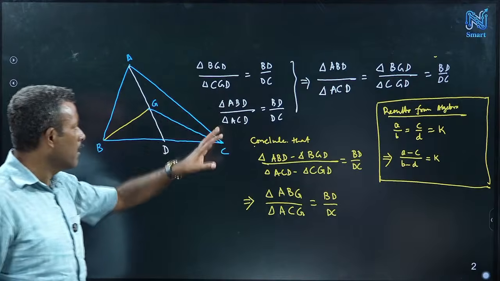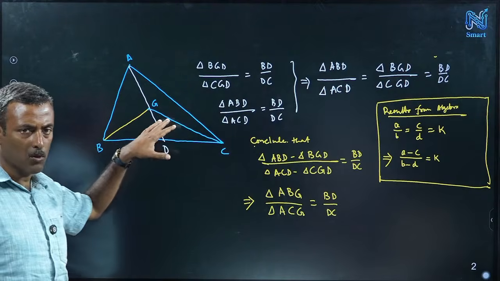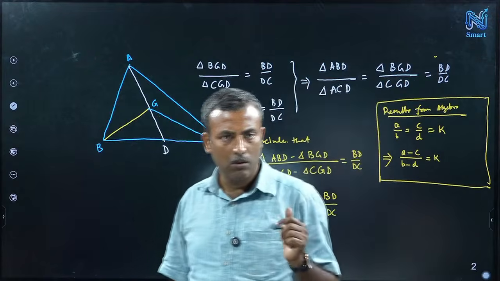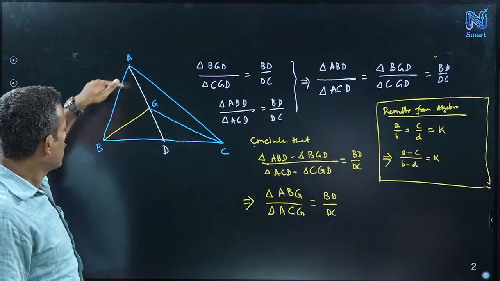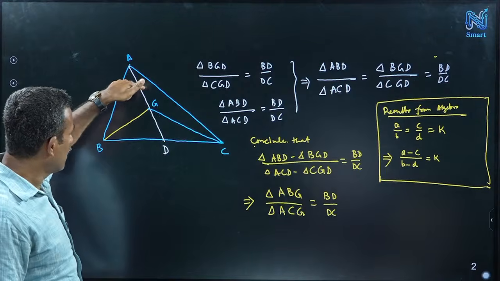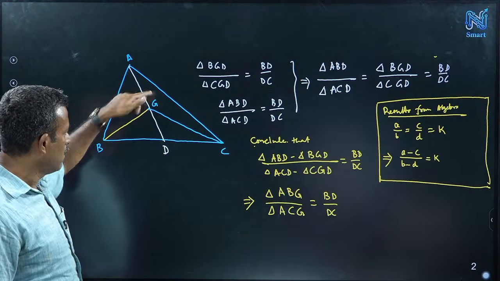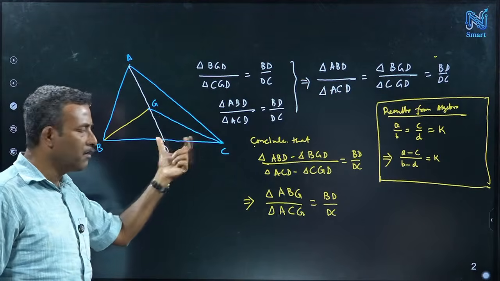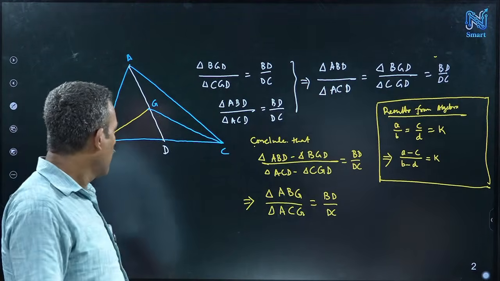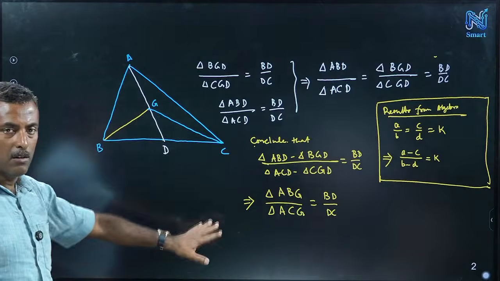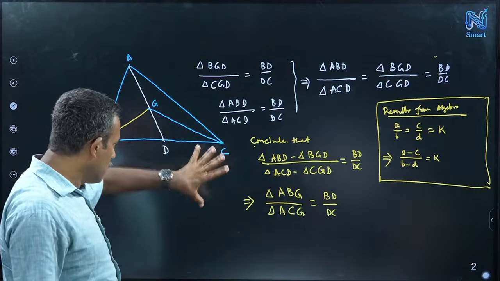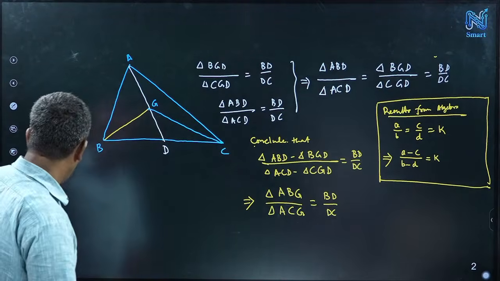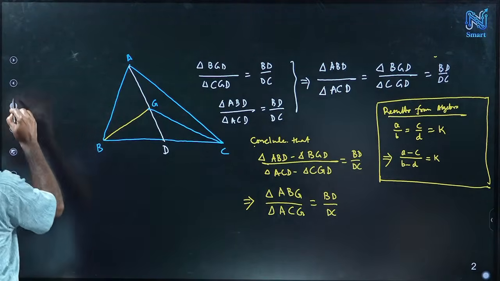So we use this area theorem twice, and we use this result from algebra. That means the area of this divided by the area of this is the same as the length of BD divided by the length of DC. Right. Is it clear? Now we use this thing three times. So now one more figure.